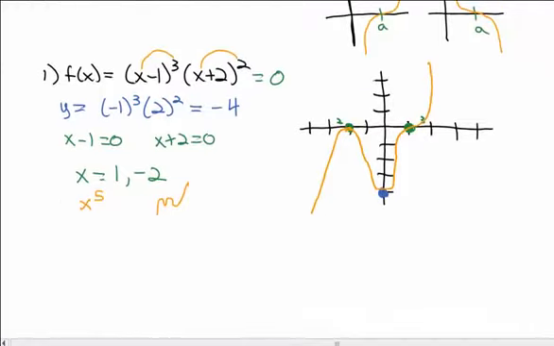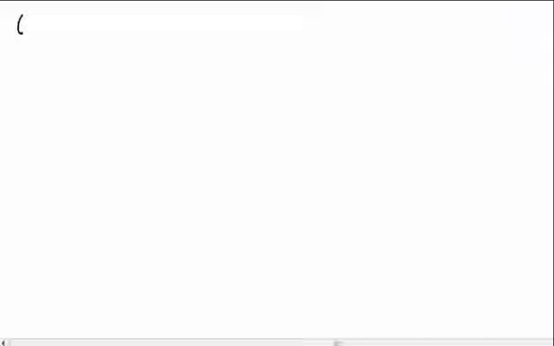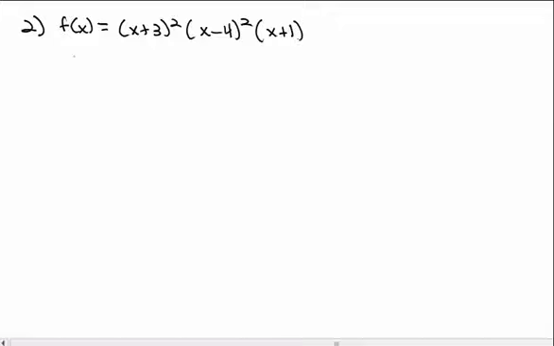Let's do one more example. Let's do, what number am I on? 2. Let's do f of x equals x plus 3 squared times x minus 4 squared times x plus 1 cubed times x minus 1.